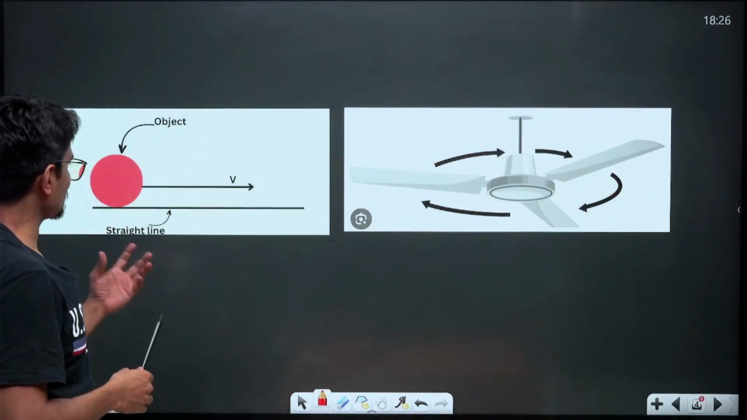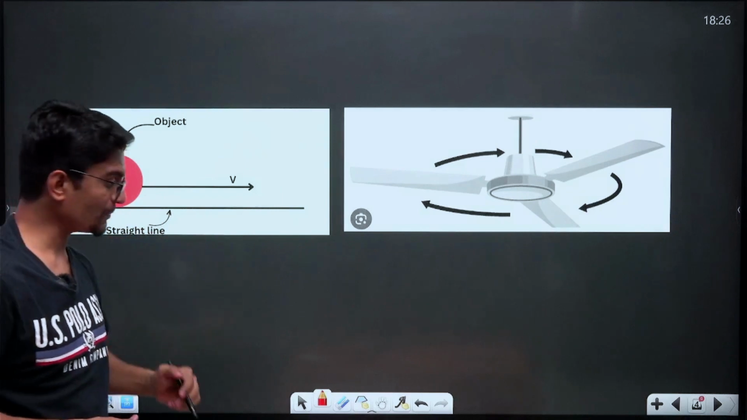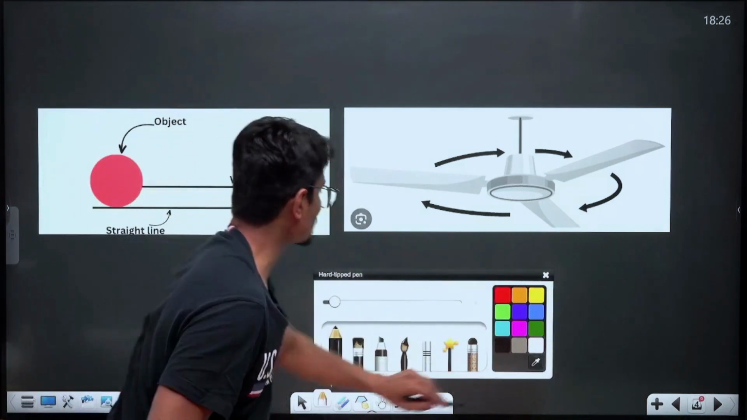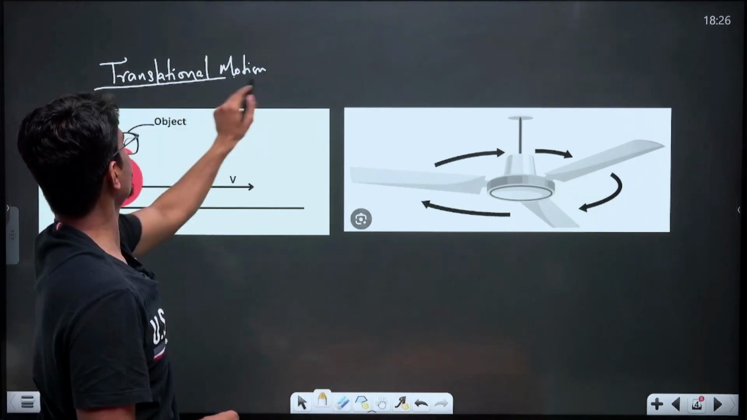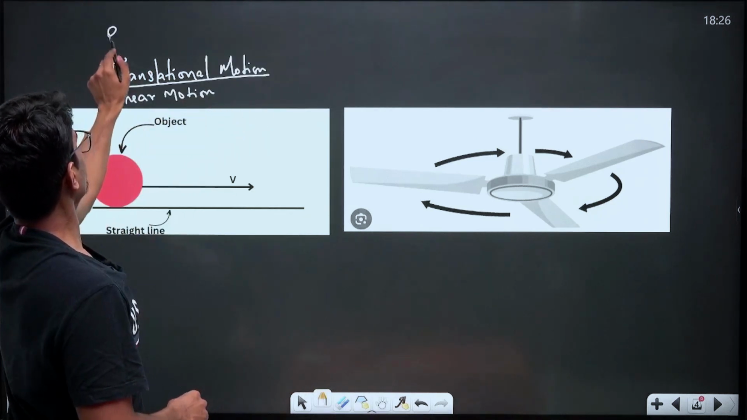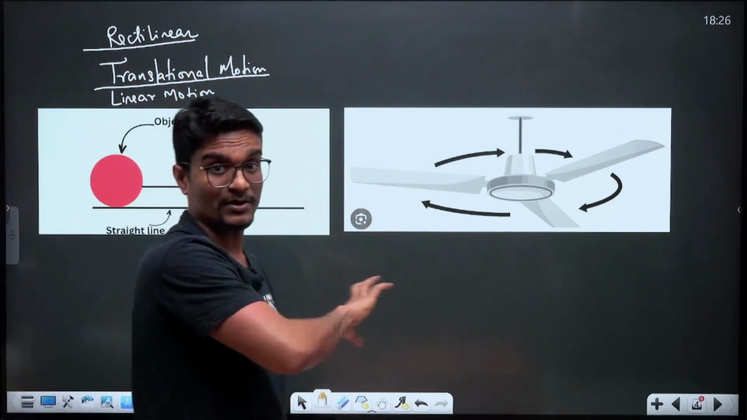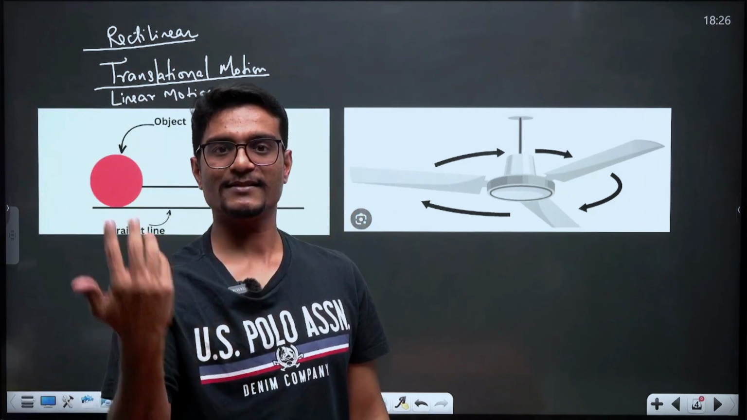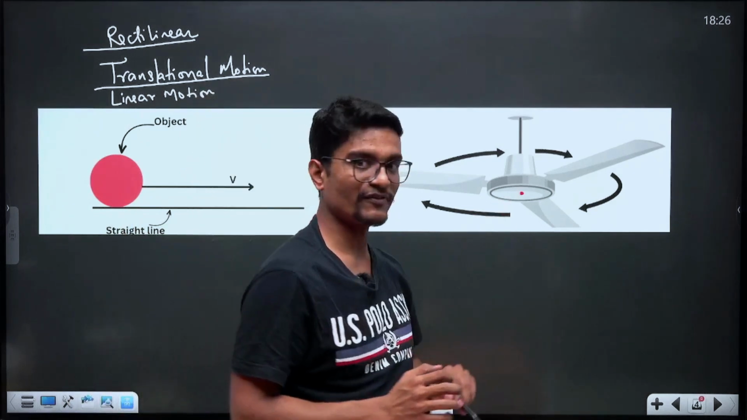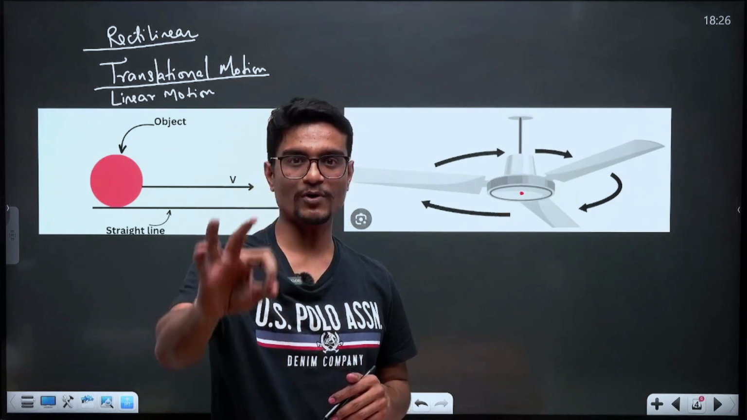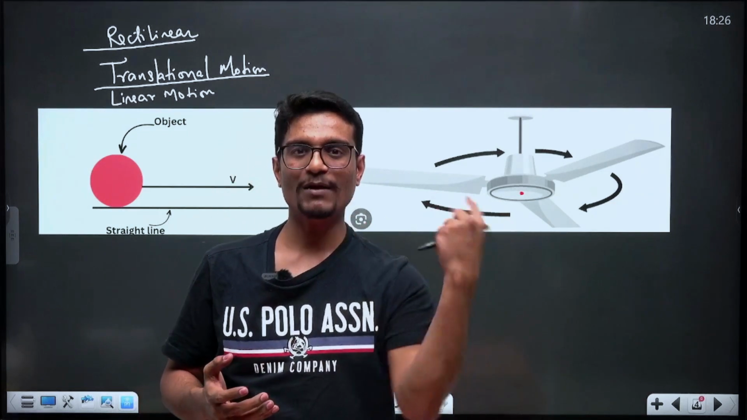In this case you can see a ball moving in one direction, that is a straight line, and this type of motion is called a translational motion, or linear motion, or a rectilinear motion. While in this diagram you can see the fan is in rotation, that the center of the fan is not moving. The entire body, all the particles in that fan, they are moving about a fixed axis.